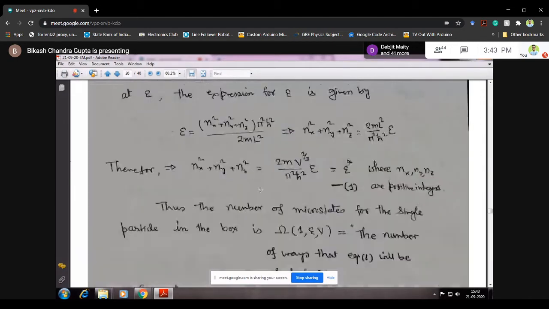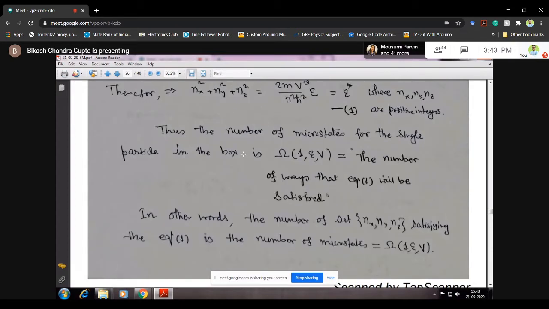Now if you go back to equation 1, you understand that if nx is an axis along x, and ny is an axis along y, and nz is an axis along z direction, then it is a sphere of radius. You can write nx square plus ny square plus nz square equals square root of epsilon star, whole square, right? And therefore this is a sphere of radius square root of epsilon star.